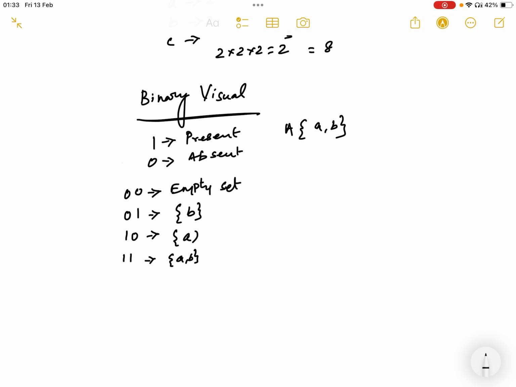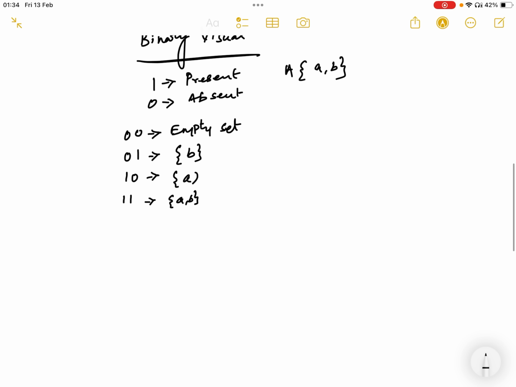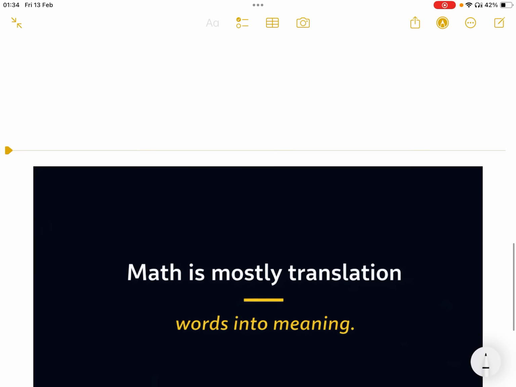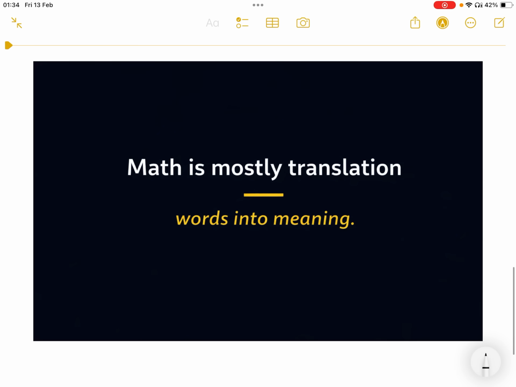Therefore, today we needed to understand why a set with n elements has 2 to the power n subsets. This is because every element gives one yes or no decision. So subsets are choices, and math is mostly translation, translating words into meaning.